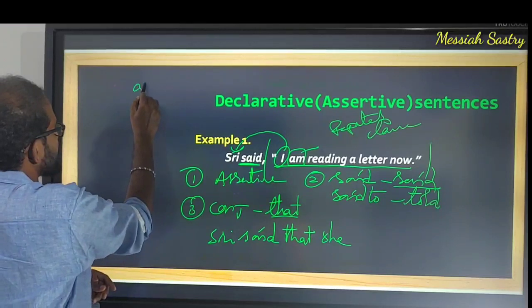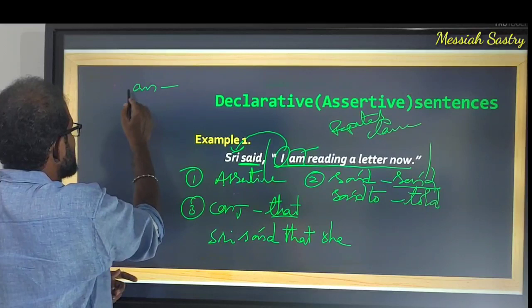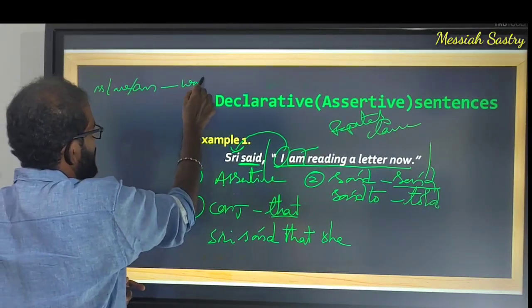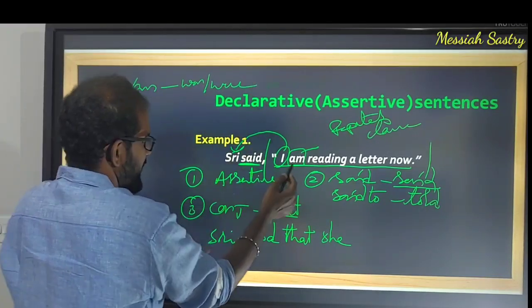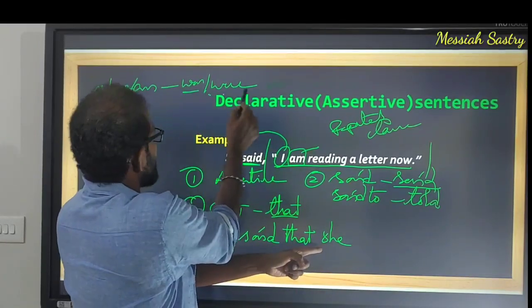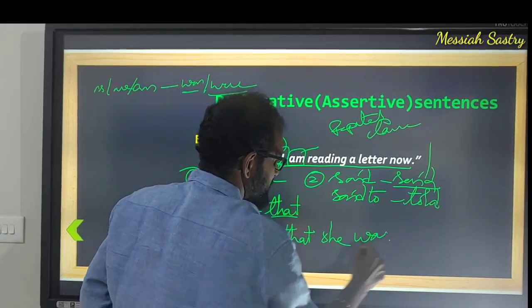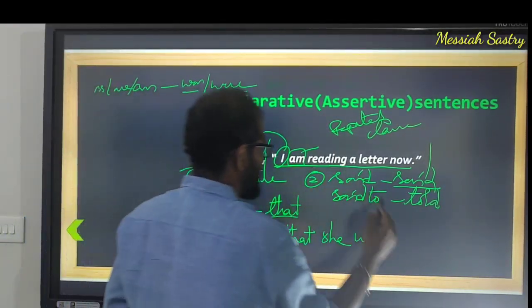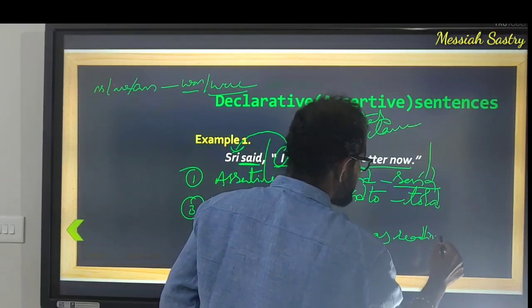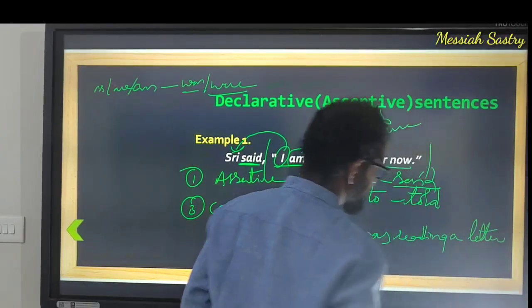Am. If you look at the table there, change of tense forms: am, is, are change to was, were. Now am is here. So for she, you can use was or were based on the subject here. She means we take was. She was reading a letter.